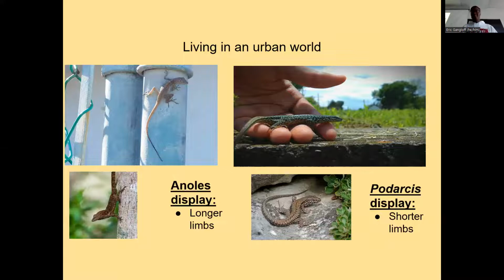So I'm going to open it up to the floor. My question is, why do you think these two lizard groups display very different changes in morphology when presented with the same urban environment?